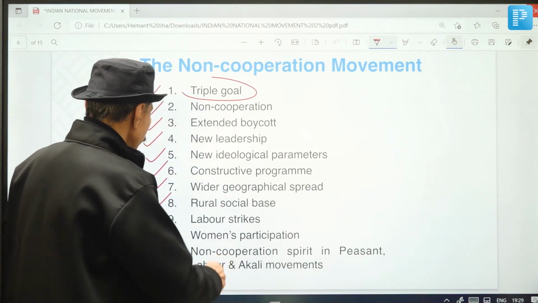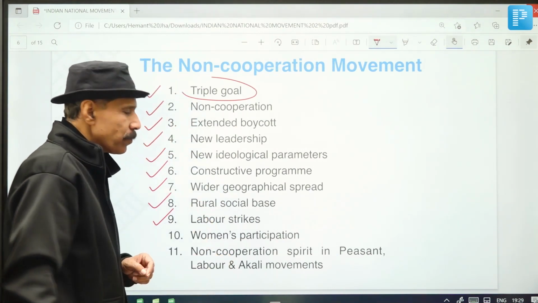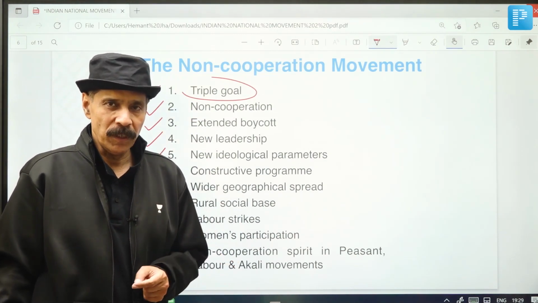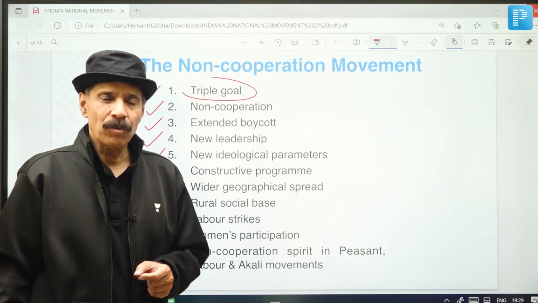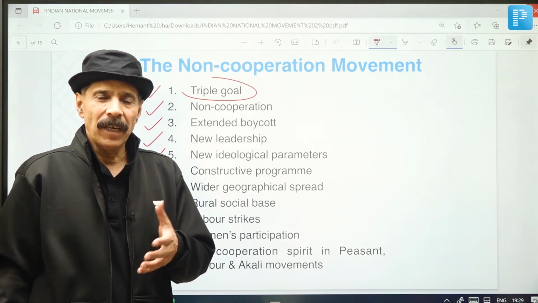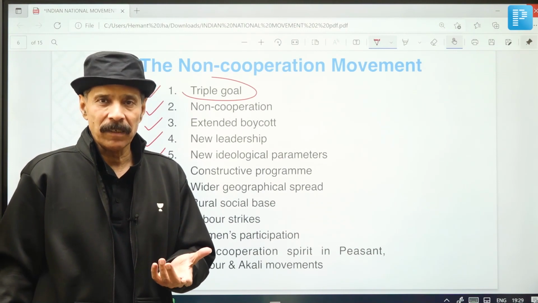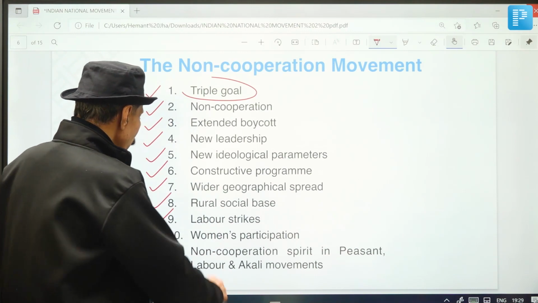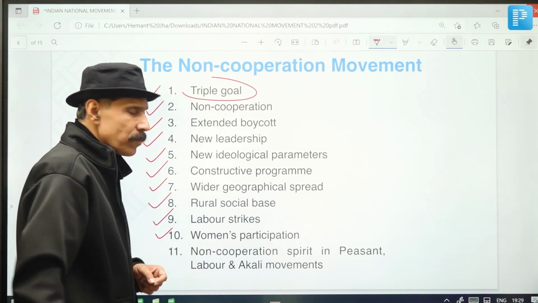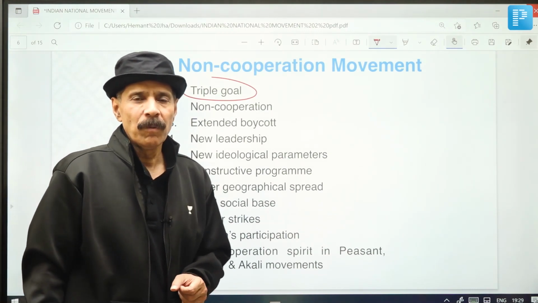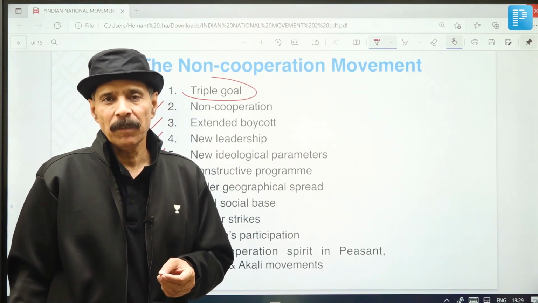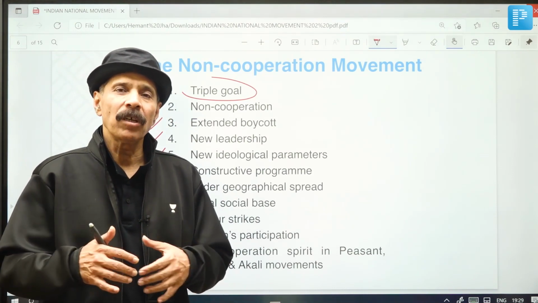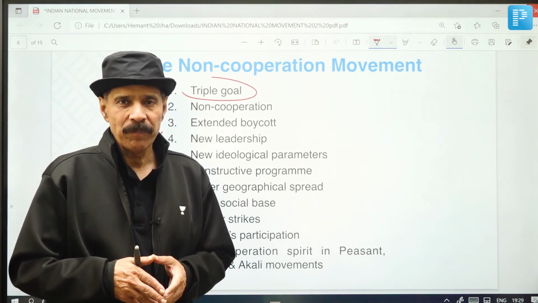Next is labor strikes. Several labor strikes took place during this movement. So these labor strikes were an expression of resistance, in fact, being part of the non-cooperation movement. Next one, women's participation. Women's participation in an active way, we first find in Swadeshi. And in this movement we find a still wider participation of women.